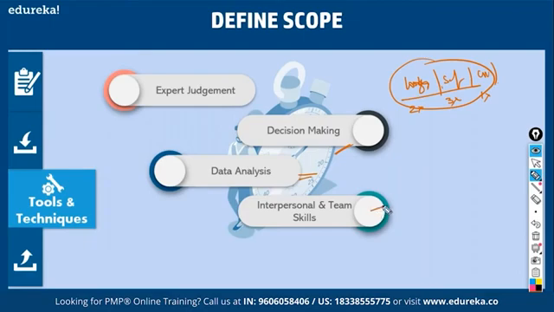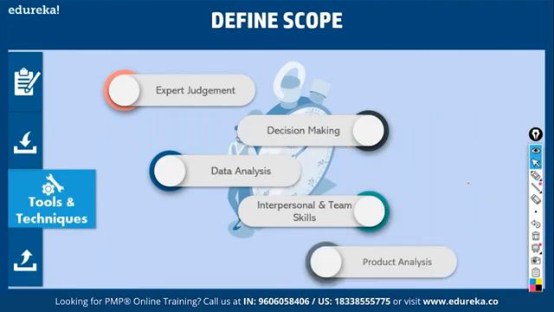Then interpersonal team skills. See, a lot of times while defining scope, you'll be meeting with cross-functional experts, people from design teams, people from technology teams, people from business teams, operations teams, marketing teams. So you need to make sure all of them come to an agreement on all the product-based decisions. So as a project manager, you need to have a lot of facilitation skills, soft skills, then product analysis.